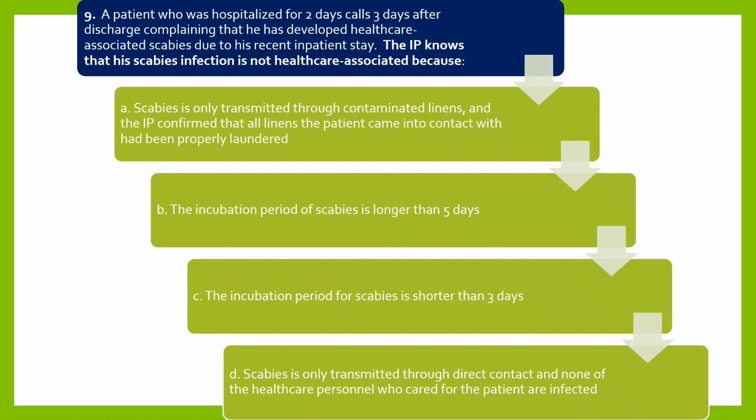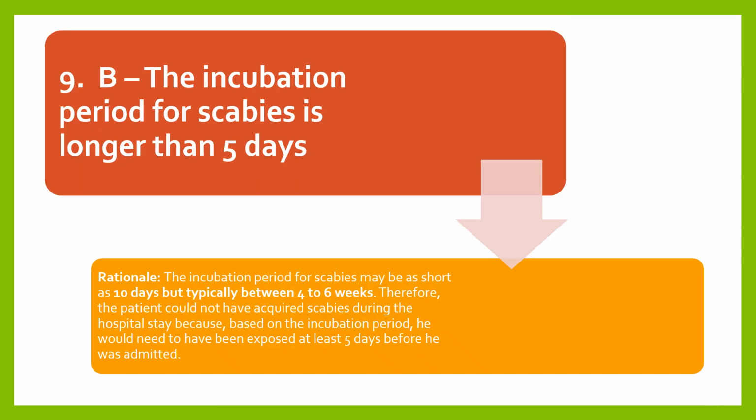C, the incubation period for scabies is shorter than 3 days. Or D, scabies is only transmitted through direct contact and none of the healthcare personnel who cared for the patient are infected. The answer is B. The incubation period for scabies is longer than 5 days. The incubation period for scabies may be as short as 10 days, but is typically 4 to 6 weeks. Therefore, the patient could not have acquired scabies during the hospital stay because, based on the incubation period, he would need to have been exposed at least 5 days before he was admitted.